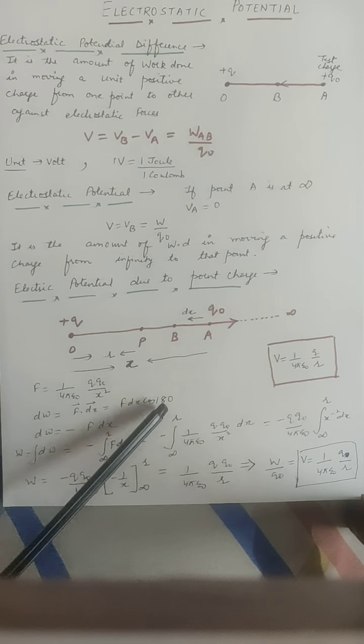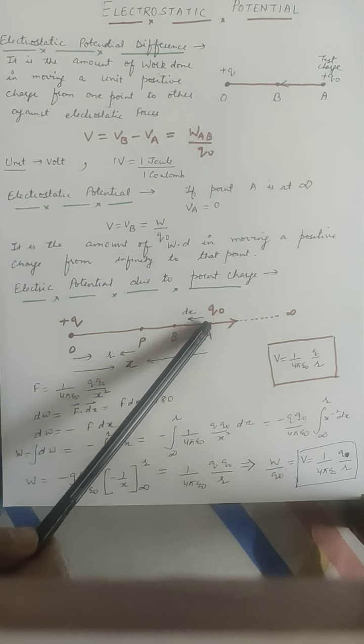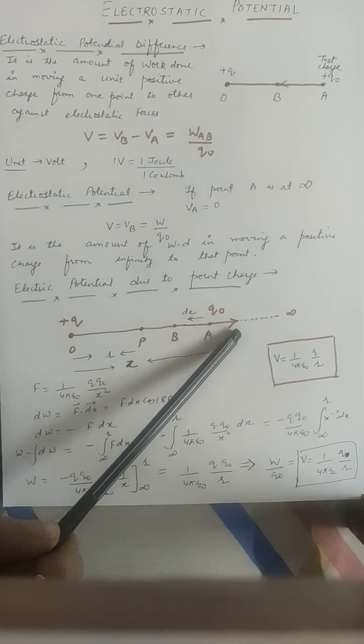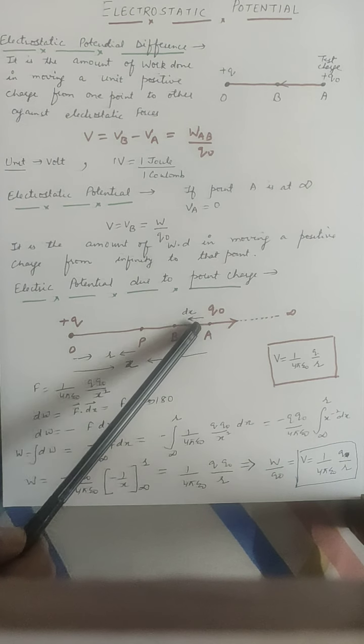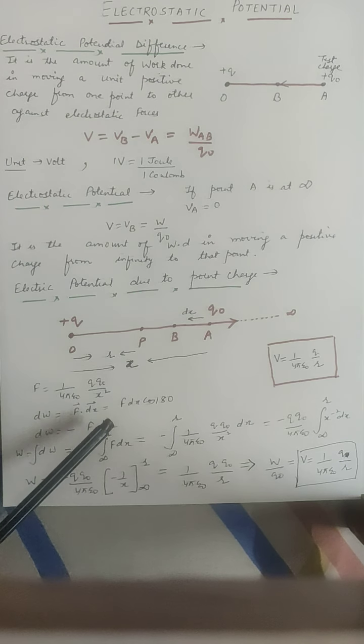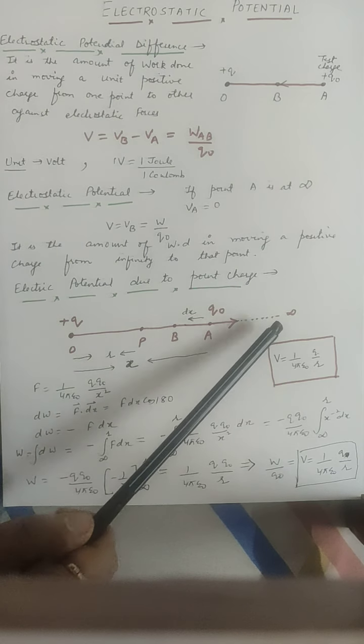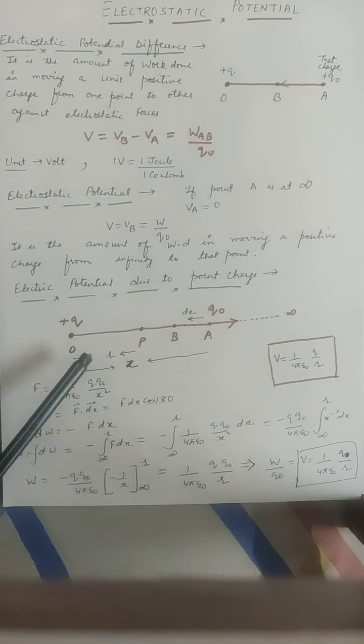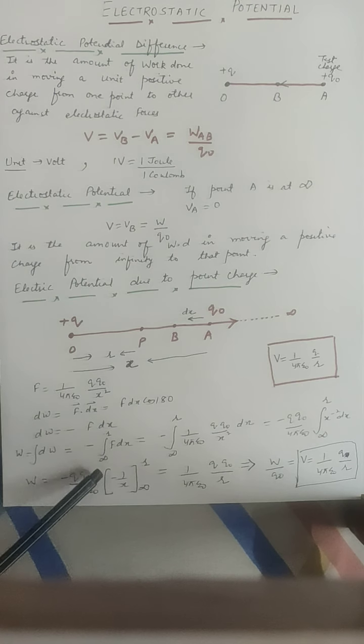The angle between them is 180. Why? Because we are bringing it towards B and the electrostatic force of repulsion is in the direction of the arrow. So this angle becomes 180 degrees. So cos 180 is minus 1. So dW becomes minus F dx. Total work done will be the integration of dW. Suppose we are bringing a charge from infinity to point P, which is at a distance r. So the limits of integration become infinity to r, F dx.